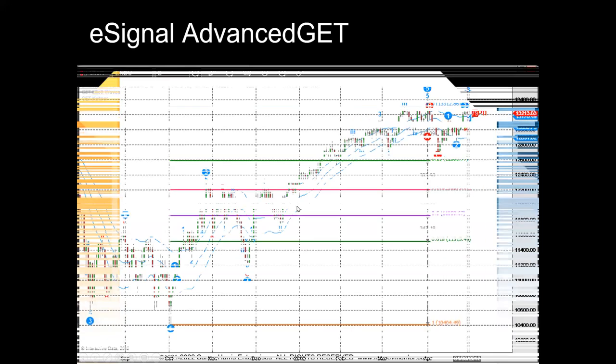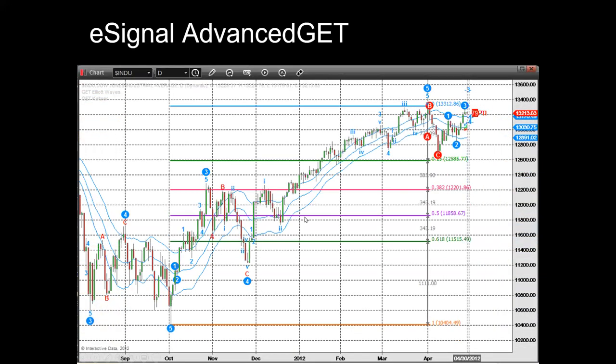That's the monthly Dow. Oh, here's a program that I love. It's available through eSignal. It's called Advanced Get. And you look at this. It plots 1, 2, 3, 4, 5. You can see the Elliott waves right on your chart plotted out for you. It's a brilliant program. So that's through eSignal. It's not anything I do, but it's interesting. And I thought you might like to see it.